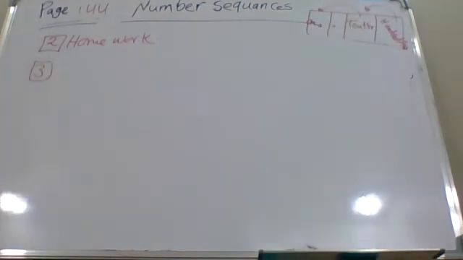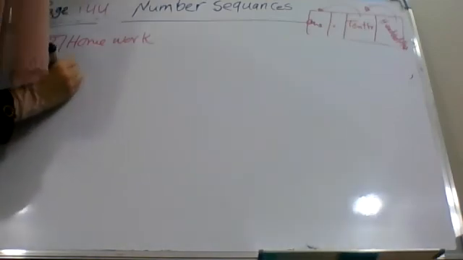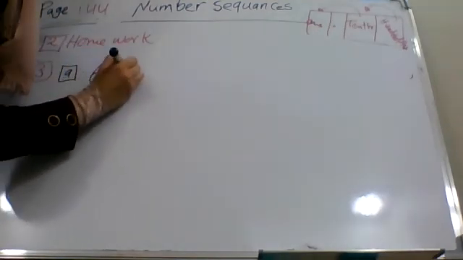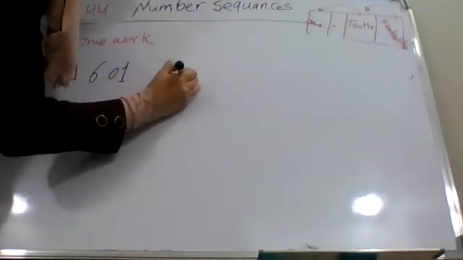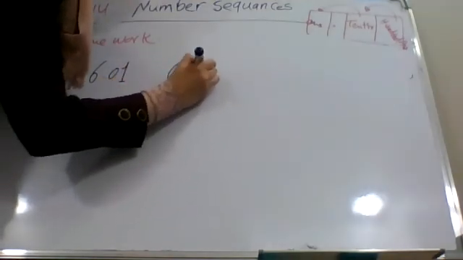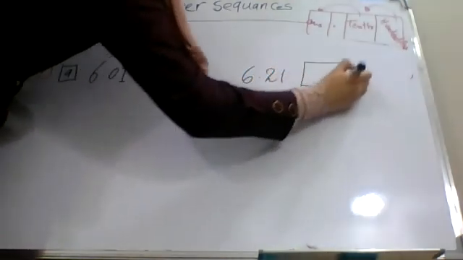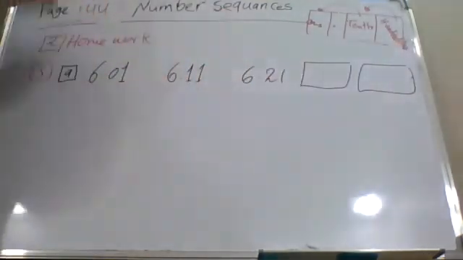Let me take a look at number 3. Look at the number sequence, fill in the box, okay? We have 6.1, 6.11, 6.21. So this is a very important one. Okay, I have a number sequence and you need to find or figure out what is the missing number. This is 6.1, this is 6.11, this is 6.21, and they want you to know what are the missing numbers. I have 2 missing numbers, okay?